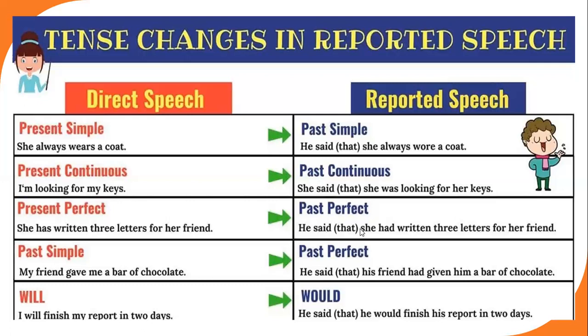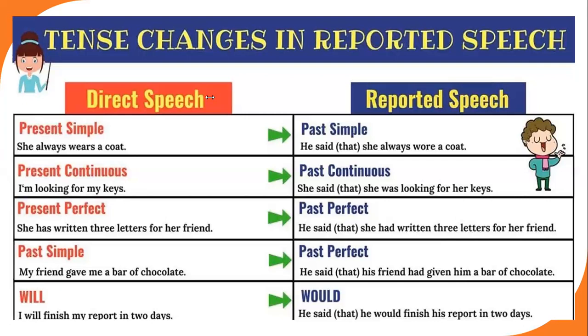And in the past perfect, he said, should I read that? Yes, read the example. He said that she had written 3 letters for her friend. So notice from present perfect, we go back to past perfect. Ella había escrito 3 cartas para su amigo. Él dijo que ella había escrito 3 cartas para su amigo.